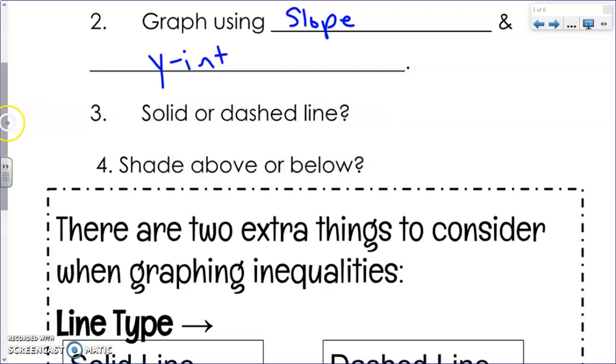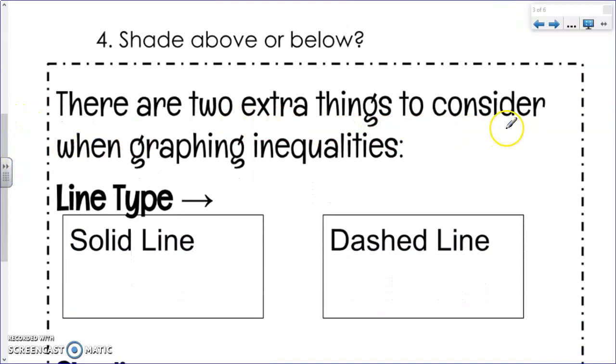So let's talk about what happens. There are two things to consider when graphing. So line type. If it's a solid line, that means it's equal to, and all the values on that line are included. So that's going to be greater than or equal to, less than or equal to.